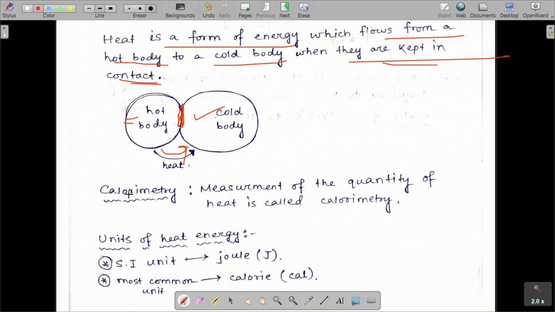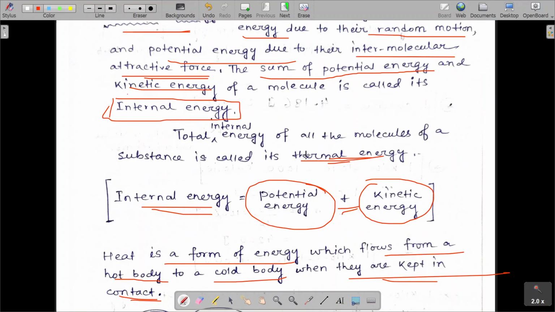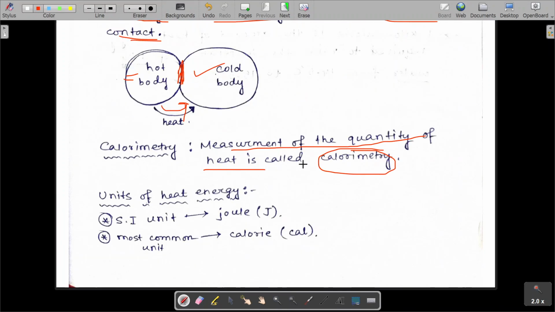Now, I have told you what calorimetry is, that is the measurement of quantity of heat. Now, the unit of heat energy. What are the units by which we measure heat energy? In SI units, since heat is a form of energy and all energies have the SI unit joule, the SI unit of heat is also joule. And the most common unit which we use to measure heat is calorie. Okay, so let's move on to the next slide.